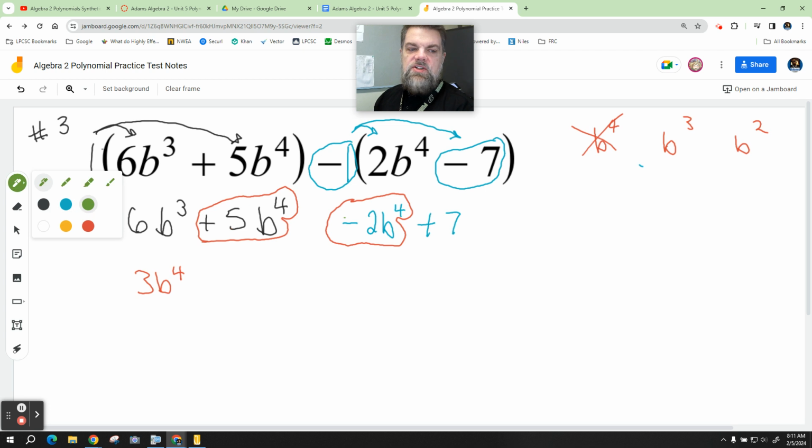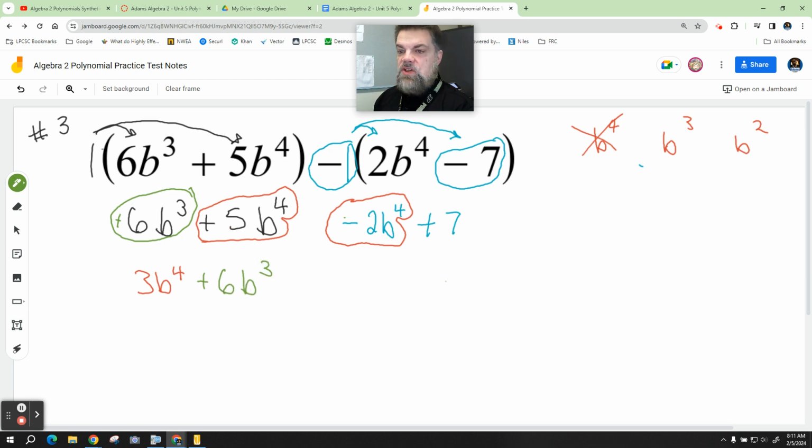Next, I got to choose a different color. I see I have b to the 3rd. Technically, that's a positive 6b to the 3rd. That's the only one that's b to the 3rd, so I write that down. Positive 6b to the 3rd. Check that off the list.